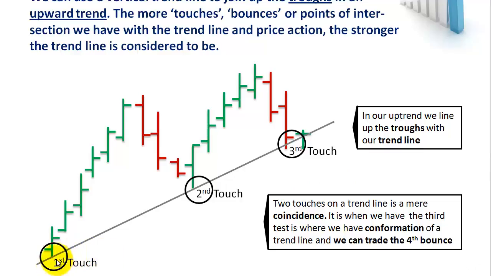So we would say that the first touch is all very well and good. The second touch is a coincidence, and providing we're making higher highs and higher lows, with higher peaks and higher troughs in an upward trend, the third touch is where you might consider potentially going long, but ultimately you want to wait for the fourth bounce. That will give us confirmation that these points of intersection with the trend line aren't mere flukes.